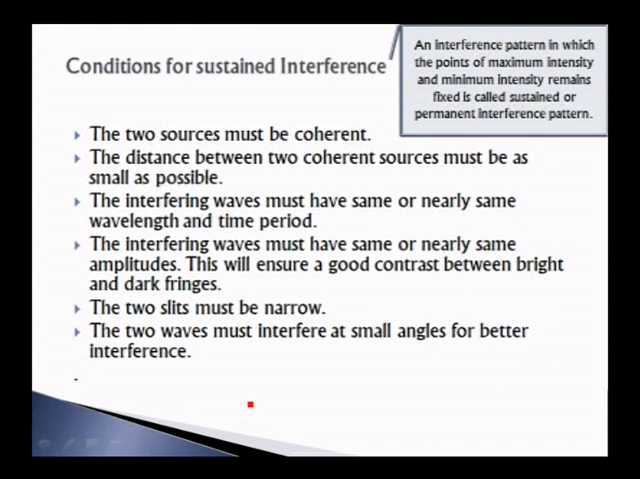That experiment is referred to as the double slit experiment. Before we start with the experiment, these are the conditions for the interference to take place. The first condition, which I told you last time also and am repeating once again, is that the two sources must be coherent. This is a very important condition.